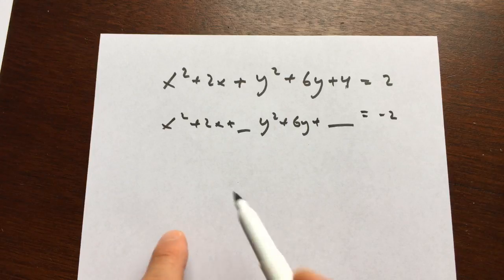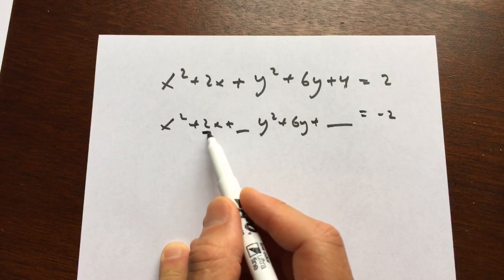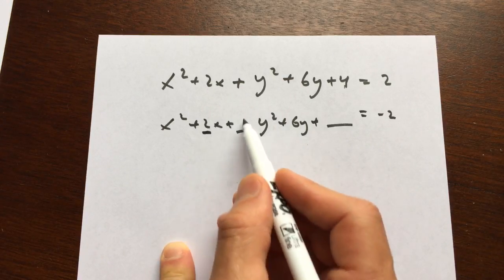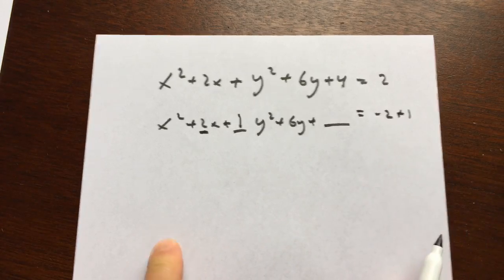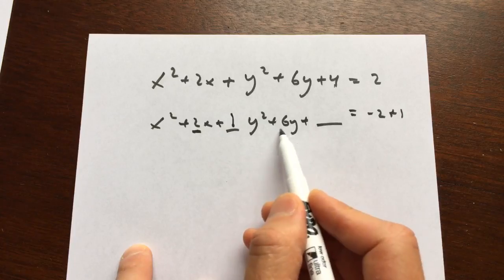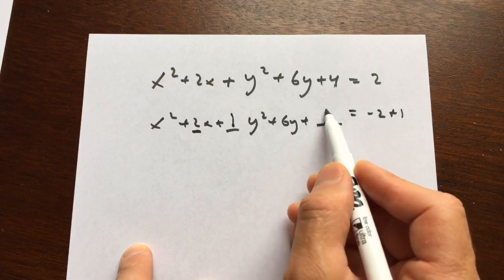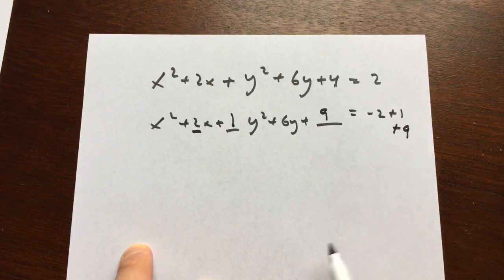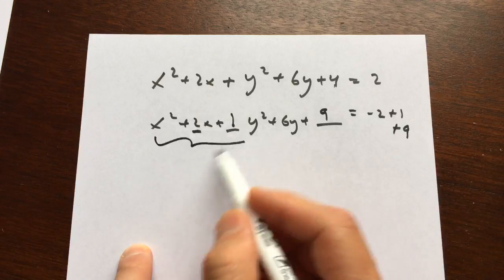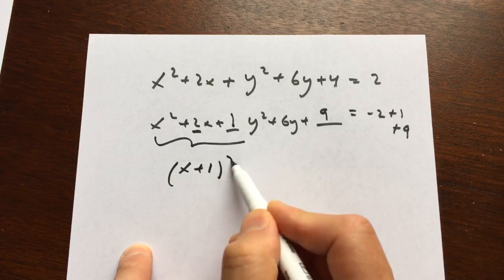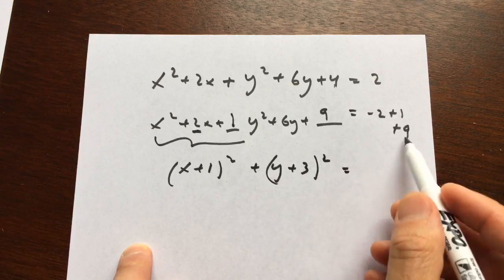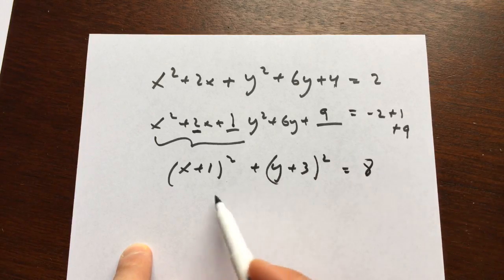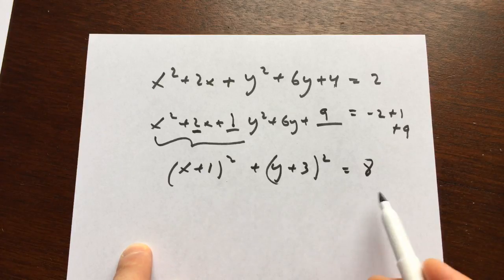Okay, so basically, Bob was saying you take half of this middle coefficient, so half of 2 is 1, and you square it, which is 1. If you add it to the left, you have to add that 1 to the right to keep it balanced. Same thing over here: you take half of 6, which is 3, and square that, which is 9, but you have to add 9 to the other side to keep it balanced. Then you factor this, and same thing over here, and then combine like terms over here. So now you can see what the center is going to be and what the radius is going to be.